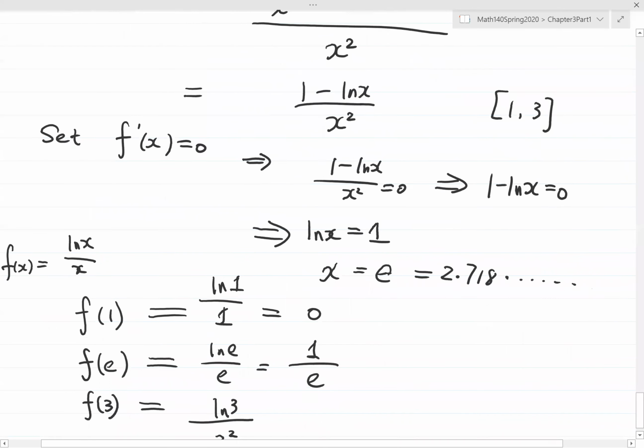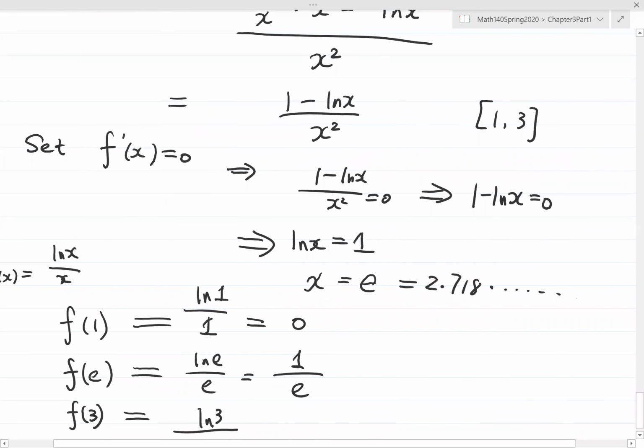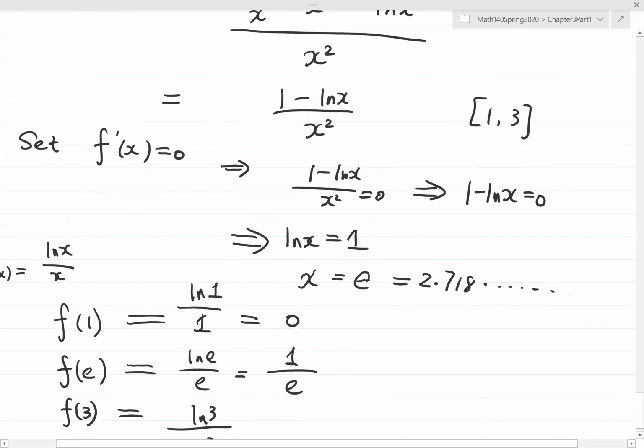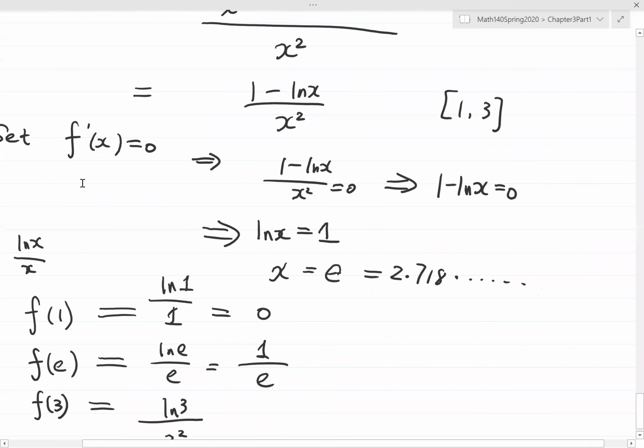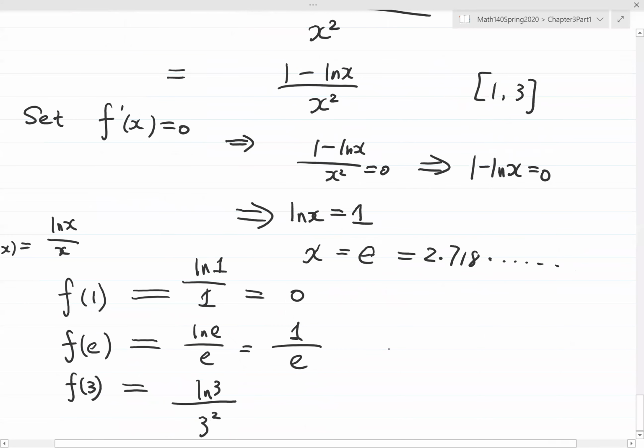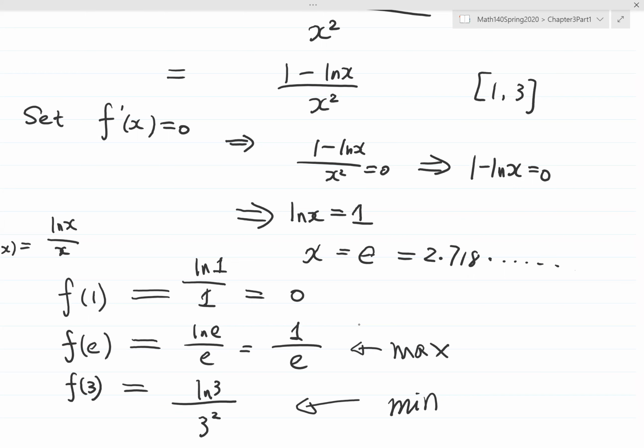Here the derivative of f is positive from 1 to e, so it's increasing from 1 to e. It's decreasing from e to 3. This gives us the maximum at e, and f of 3 gives us the minimum. Of course, you can compare using a calculator to find the exact values, or you can simply estimate.